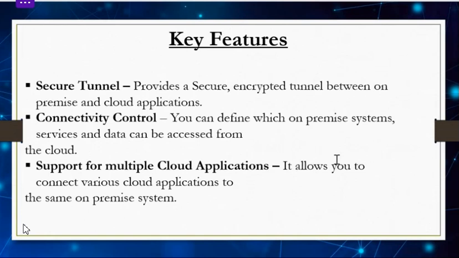There are many key features for which customers recommend Cloud Connector. First of all, a secure tunnel, which provides a secure encrypted tunnel between on-premises and cloud applications. Connectivity control: we can define which on-premises systems, services, and data can be accessed from the cloud. Support for multiple cloud applications: it allows you to connect various cloud applications to the same on-premises system.